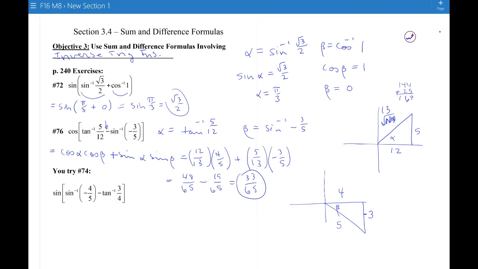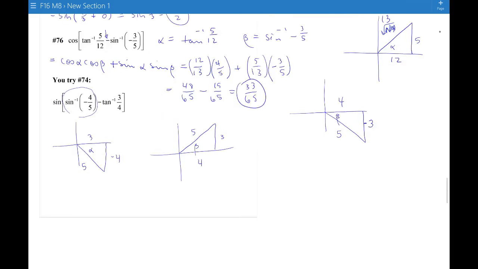So for this next one, I would have alpha be the inverse sine of negative 4/5. So draw a picture and have negative 4/5, so your third side length is 3. And beta is going to be an angle with a tangent of 3/4, so a 3, 4, 5 triangle, and then plug into the formula. And that's all we have.